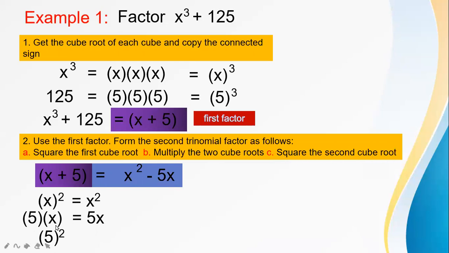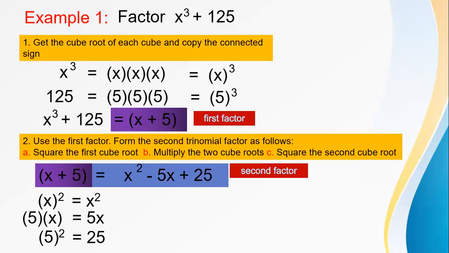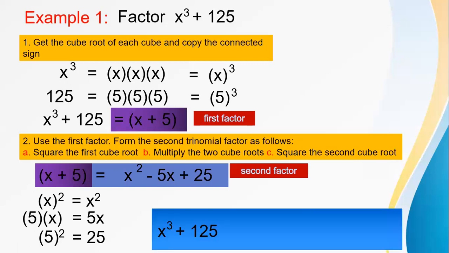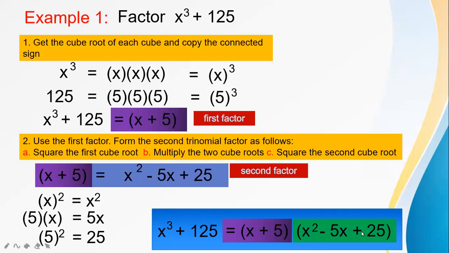Square the second cube root. So we have 5 squared, and therefore we have 25. That will be your third term, positive 25. This will be your trinomial, and this will be your second factor. Therefore, x cubed plus 125 equals x plus 5 times x squared minus 5x plus 25. According to the given pattern, positive, negative, positive. So this will be your answer.